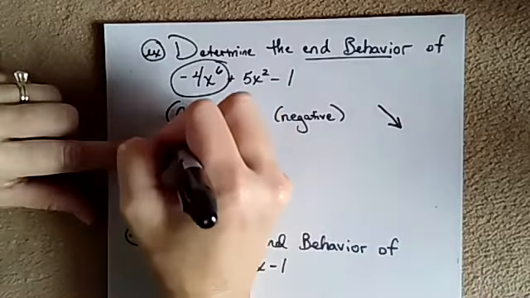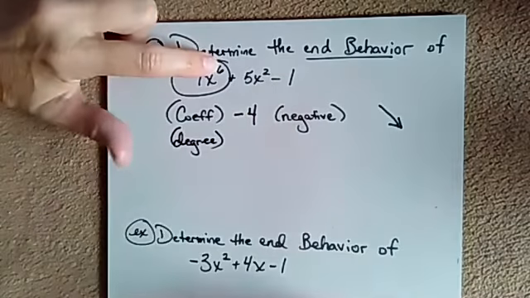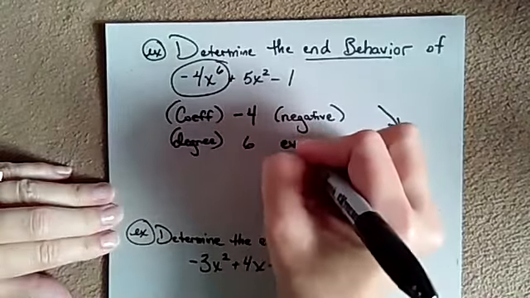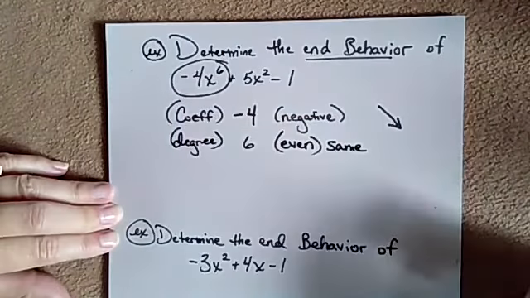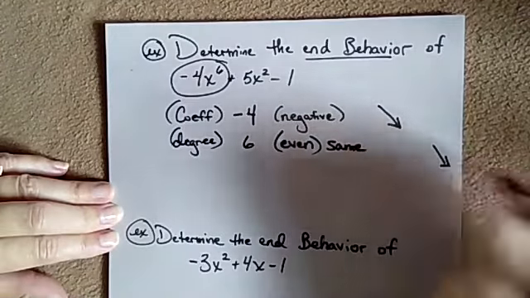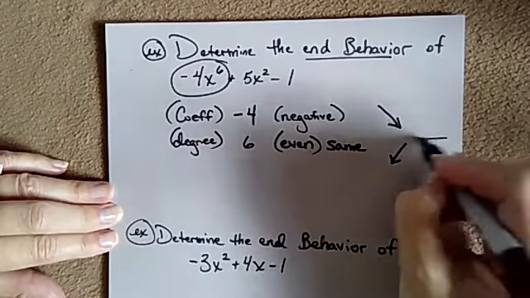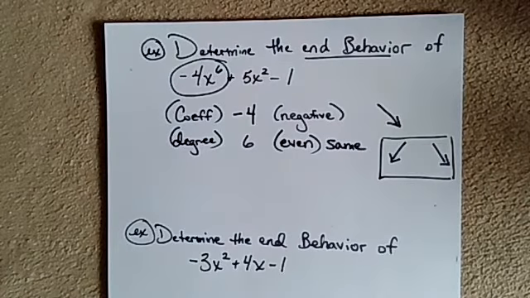Now let's look at the degree. We have a 6, which is even. Even means same. So since that was going down, that means to the left it's going down too. So that's the end behavior of this graph.